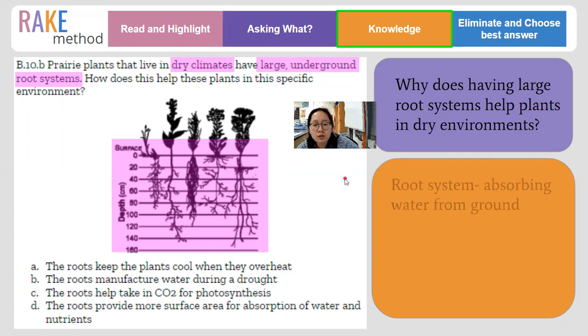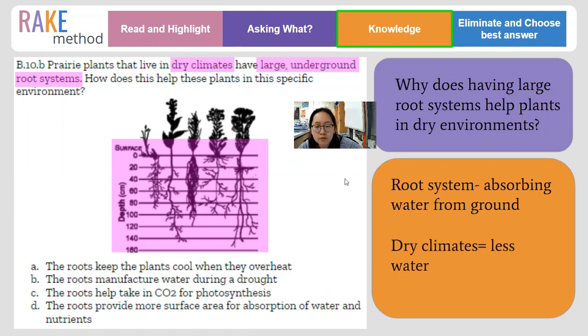Well, let's look into our knowledge. The root system is in charge of absorbing water from the ground, and dry climates mean that there is less water around for any absorption to happen. So we're going to use this knowledge to eliminate and choose our best answer.